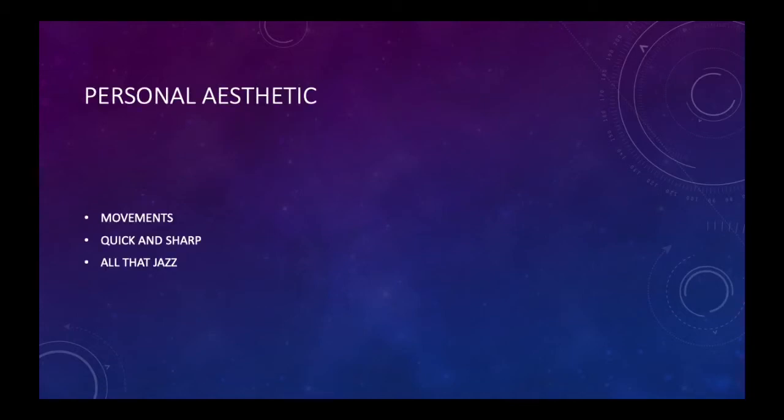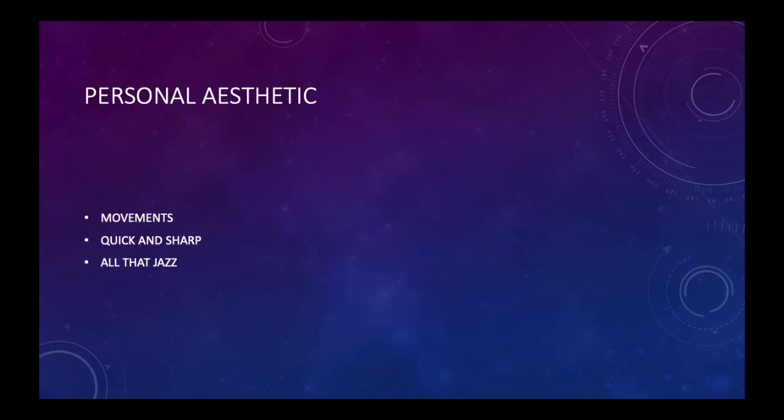Jazz dance is a heavy reflection of my personal aesthetic. I like how the movements are simple and very well put together, but at the same time, as you watch a jazz dance performance, they move quickly and sharp. I like how the dancers go on beat with the music, and when there's a pause in the music, the dancers do a sharp pause as well.